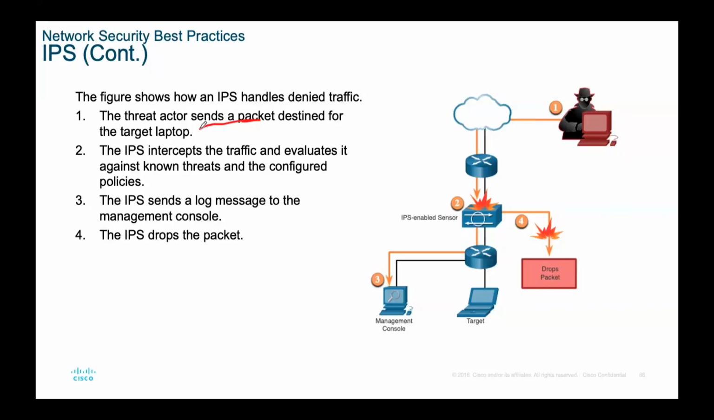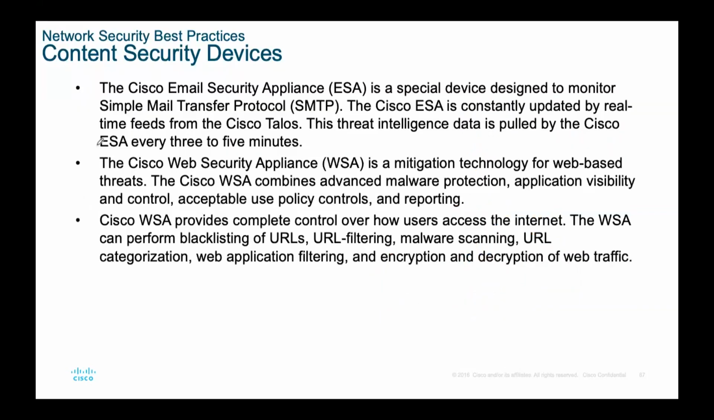Content security devices. The Cisco Email Security Appliance, or ESA, is a special device designed to monitor SMTP, or Simple Mail Transfer Protocol. The Cisco ESA is constantly updated by real-time feeds from Cisco Talos. This threat intelligence data is pulled by the Cisco ESA every 3 to 5 minutes.